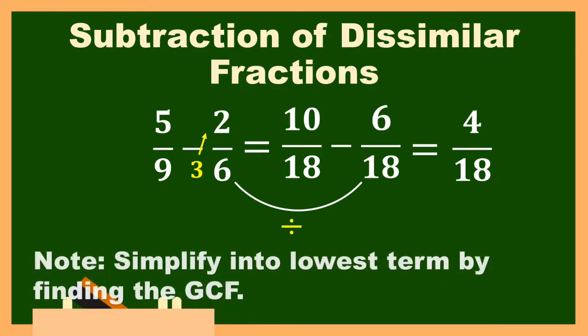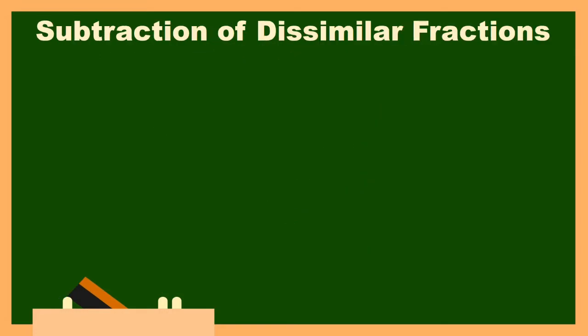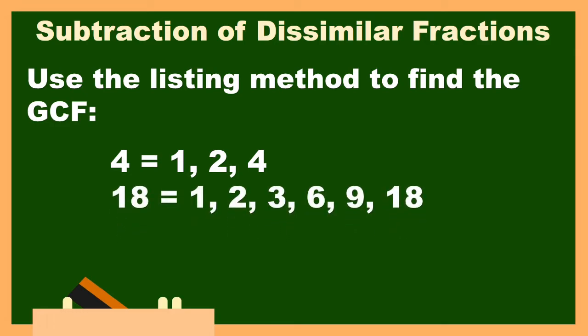So, we need to simplify it into lowest term by finding the GCF or the greatest common factor. Para makuha ang GCF ni 4 at saka 18, gagawin ulit natin ang traditional listing method. So, ang 4 meron siyang factors na 1, 2, and 4. Bakit po 1, 2, and 4 ang kanyang factors? Kasi 1 times 4 is equal to 4, and 2 times 2 is equal to 4. Ang 18 naman, ang kanyang factors ay 1, 2, 3, 6, 9, and 18.